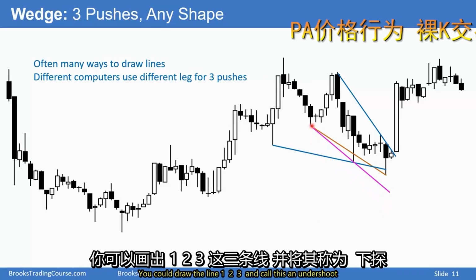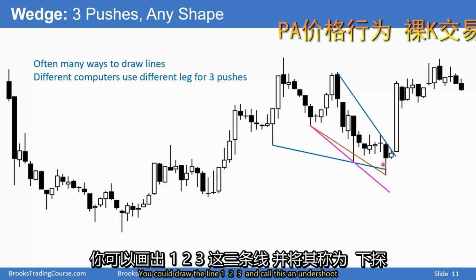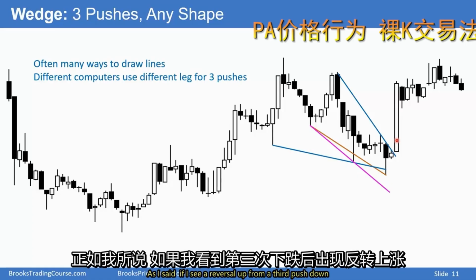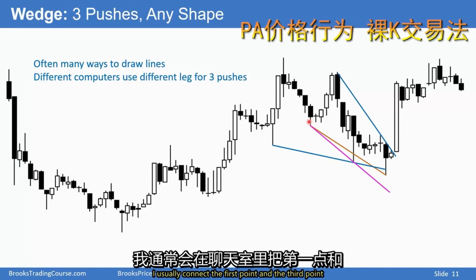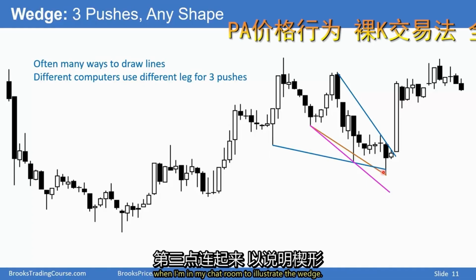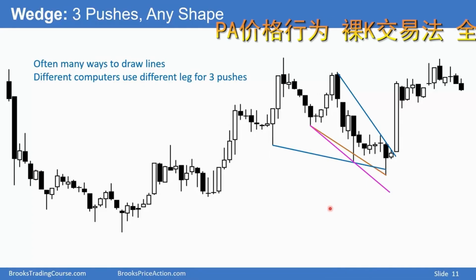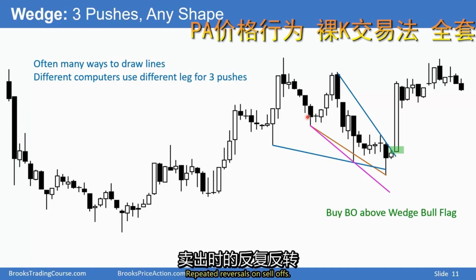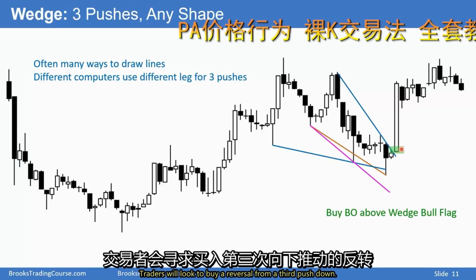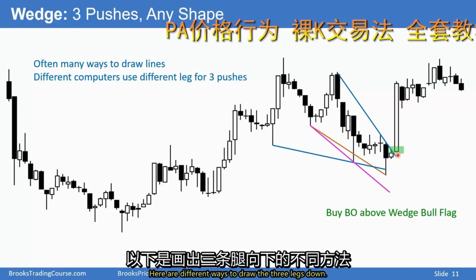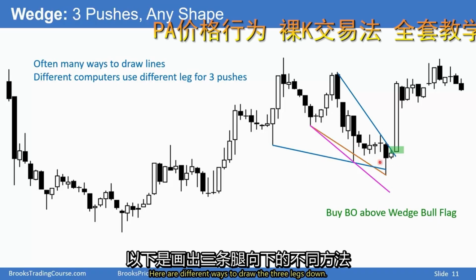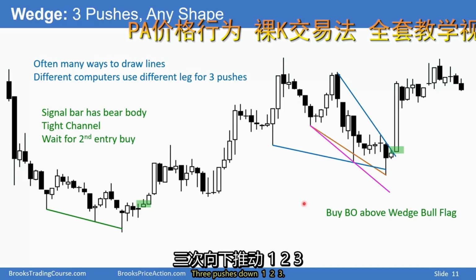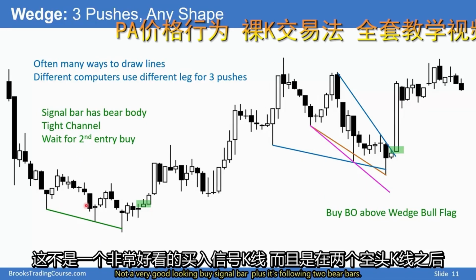You could draw the line 1, 2, 3, and call this an undershoot, did not quite reach the line. As I said, if I see a reversal up from a third push down, I usually connect the first point and the third point when I'm in my chat room to illustrate the wedge. Repeated reversals on sell-offs, traders will look to buy a reversal from a third push down. Here, different ways to draw the three legs down. Three pushes down, 1, 2, 3.